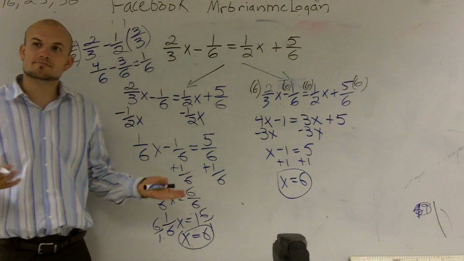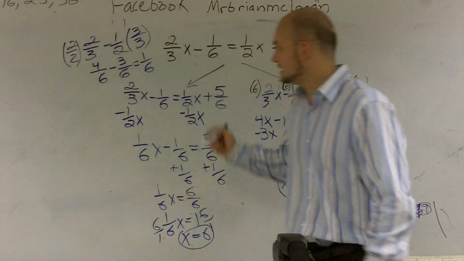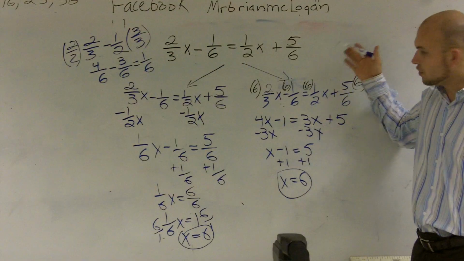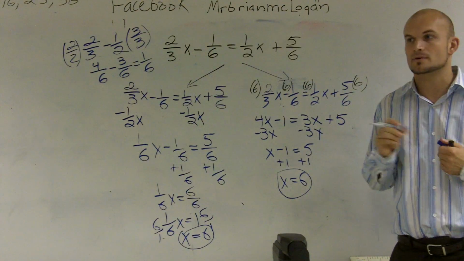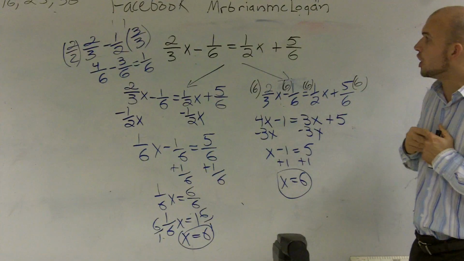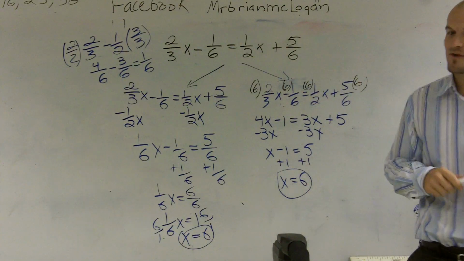So therefore, guys, it doesn't matter which way you want to do it. You can either solve it with fractions, or you can get rid of everything by multiplying by your least common multiple. All right? And that's how you solve when you have variables on both sides with fractions.